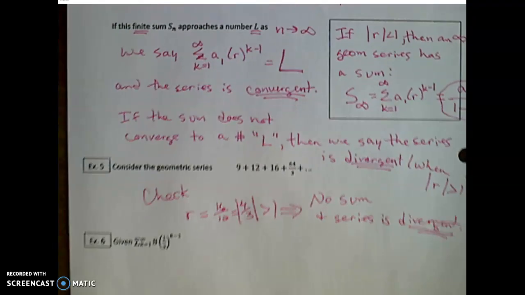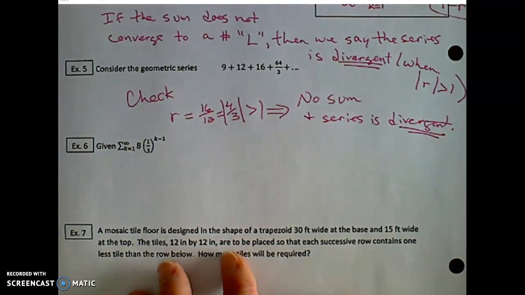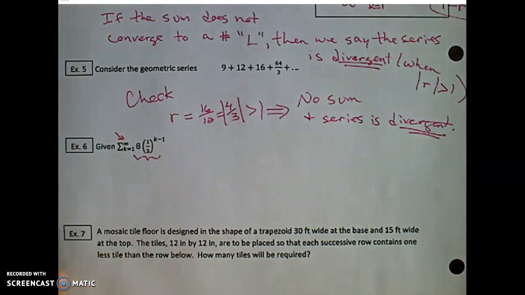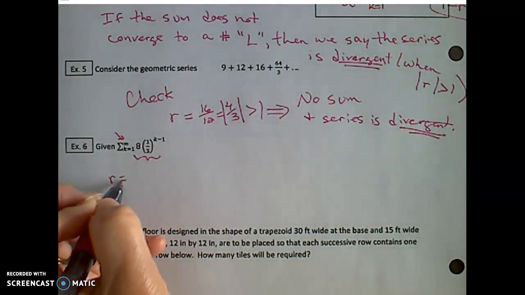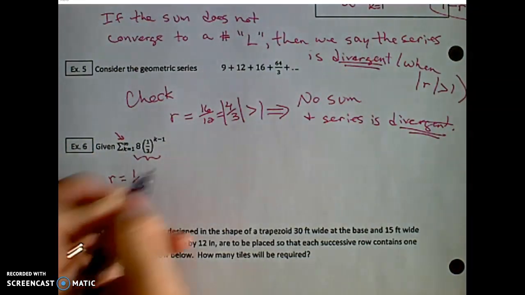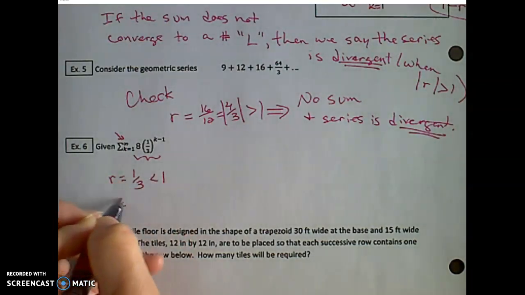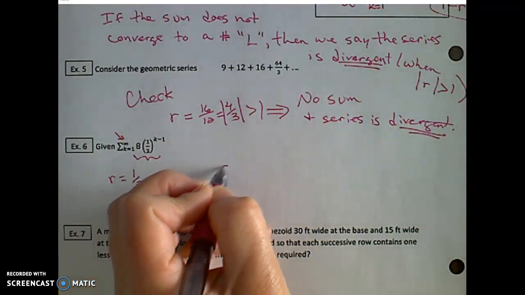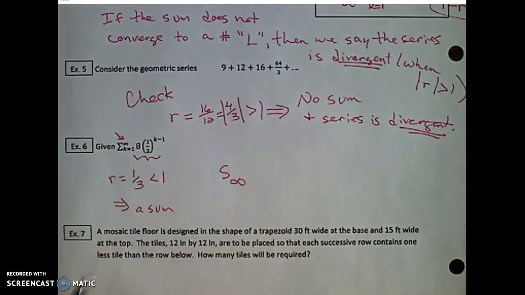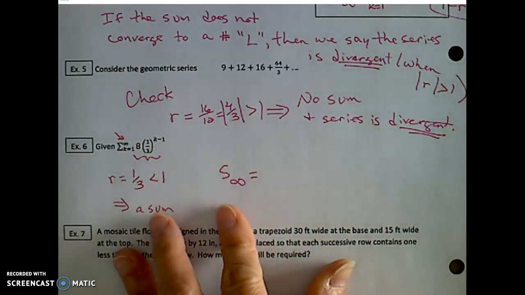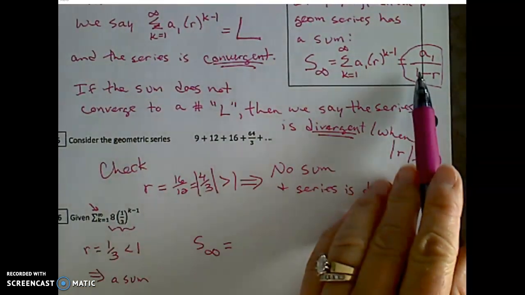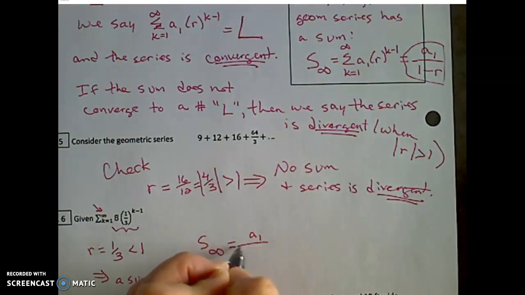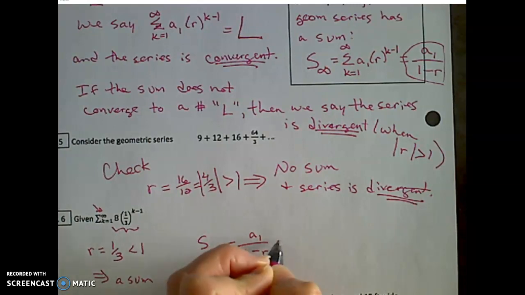Okay, well, certainly let's find a case where we have an infinite geometric series that does have a sum. Here's an infinite geometric sequence. The ratio is 1/3. 1/3 is less than 1, so that means that there is a sum. Let's find it. The sum of an infinite geometric series will always be, let's use that formula, an easy formula: a sub 1 divided by 1 minus r.